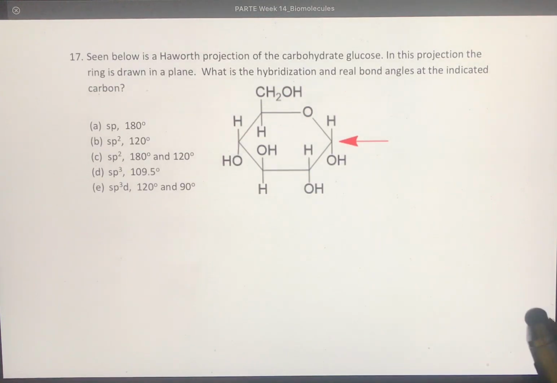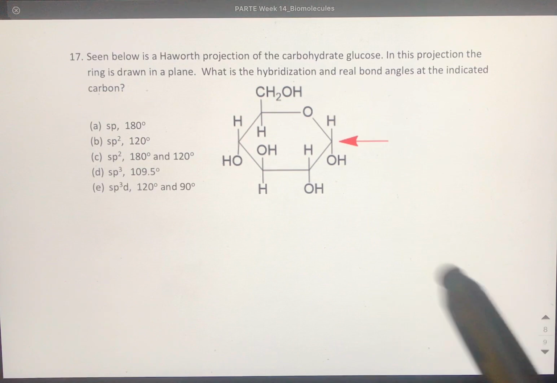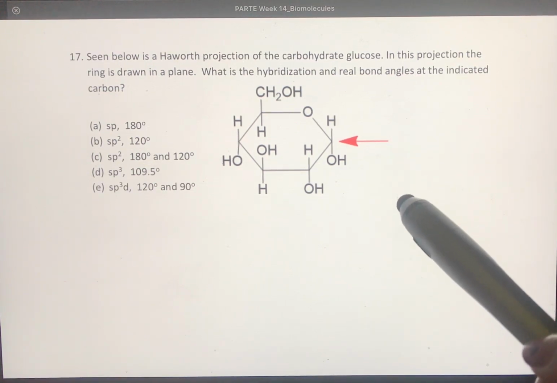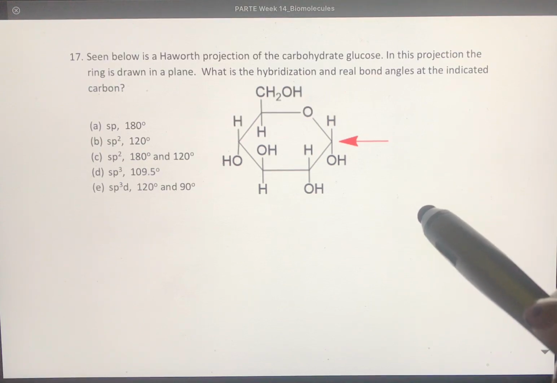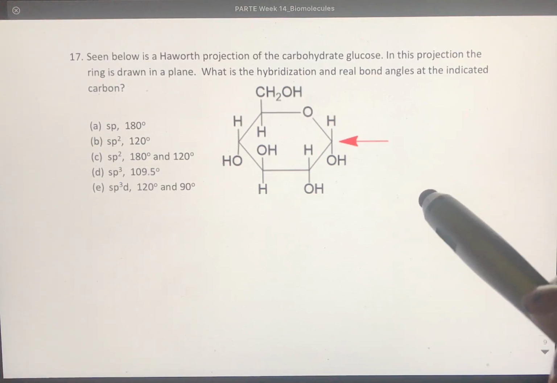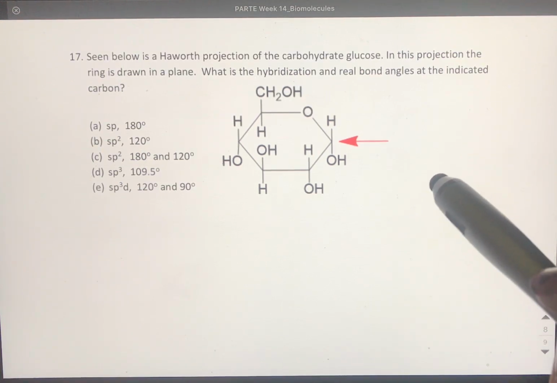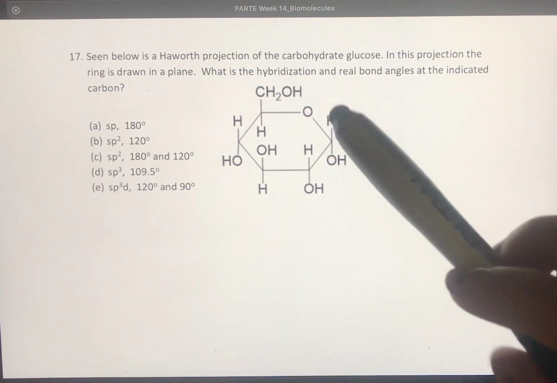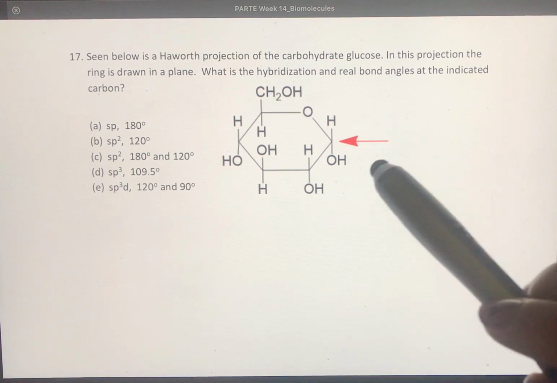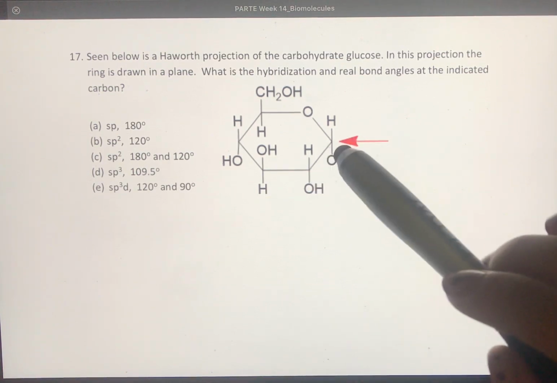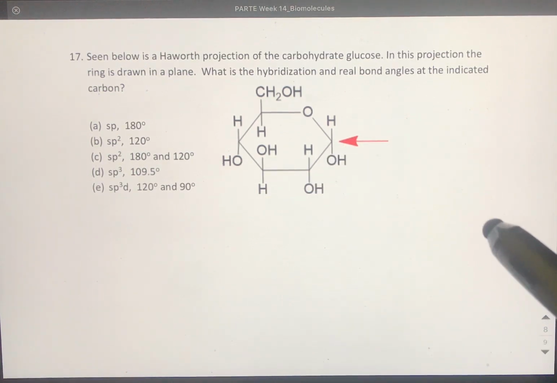So seen below is a Haworth projection of the carbohydrate glucose. In this projection, the ring is drawn in a plane. So basically it's drawn flat. But what is the hybridization and the real bond angles of the indicated carbon? So what this is asking is, even though this is drawn flat, is it really flat? So we need to look at the hybridization of this carbon to determine if that's true.